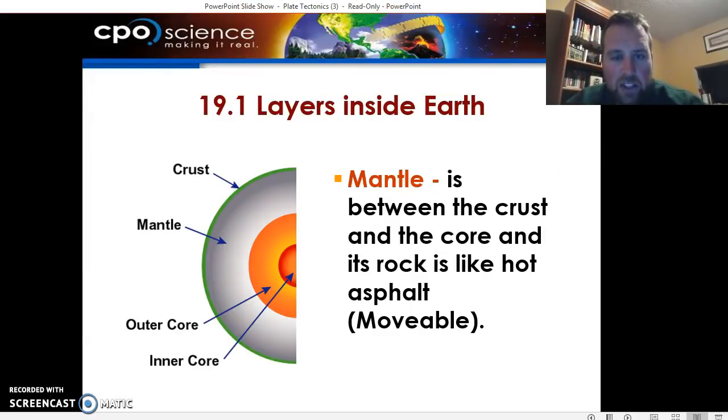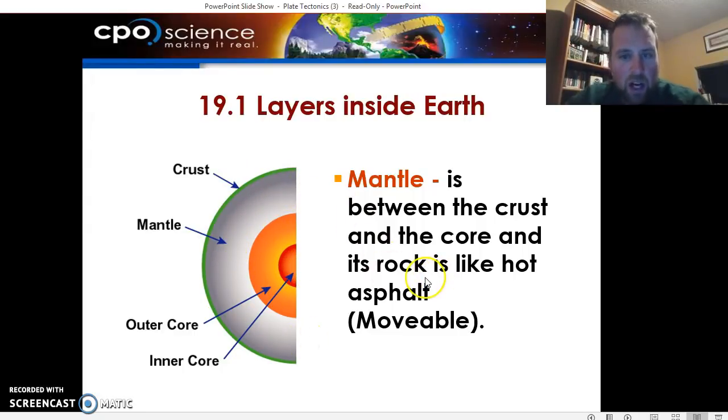Okay, the next layer we're going to talk about is called the mantle. This is the third vocab term you should see there. Make sure you guys get this written down. The definition I want you guys to write is this. The mantle is between the crust and the core, and its rock is like hot asphalt. So if you think about, here's the crust on the outside, this green, and the core is the inside. All this white stuff here is the mantle.